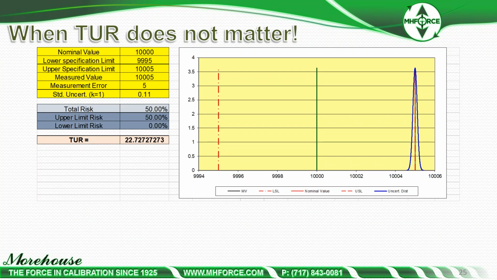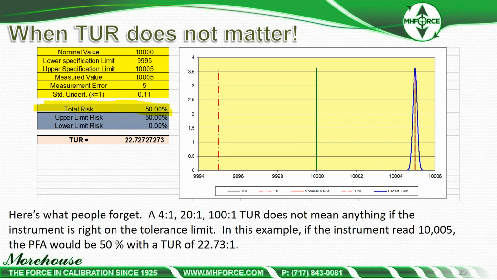But if I'm at my specification limit, I don't care what lab in the world is doing the calibration. If the specification limit is plus or minus 5 pounds and we get the instrument in and we report 5 pounds, even with a 22.72 to 1 TUR, the total risk is, what the new standards are talking about reporting, PFA, which is probability of false accept. The total risk is still 50%.